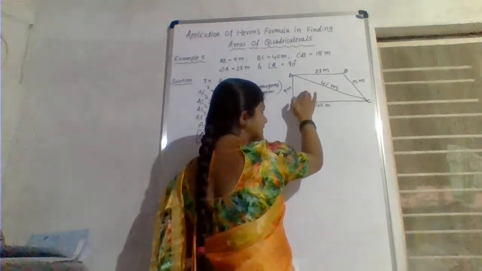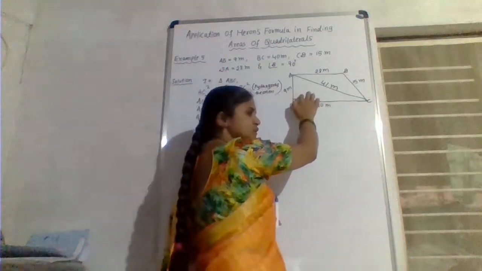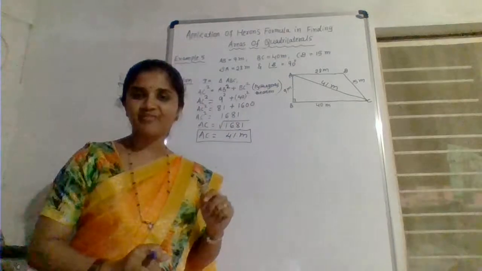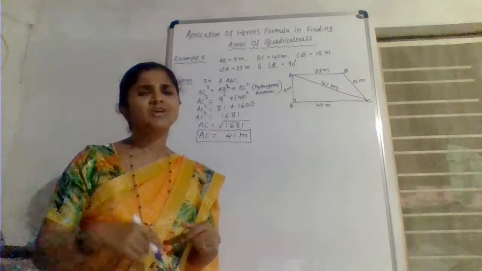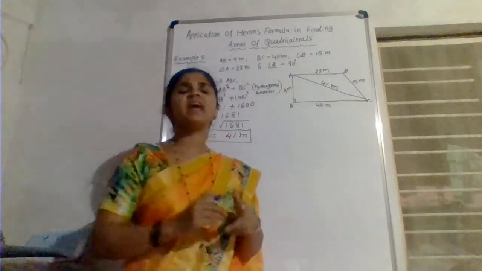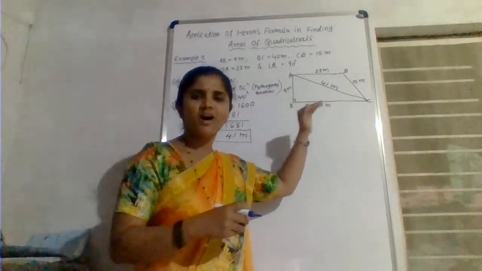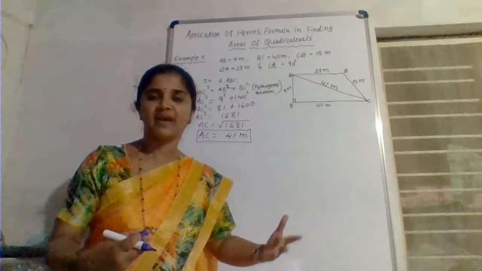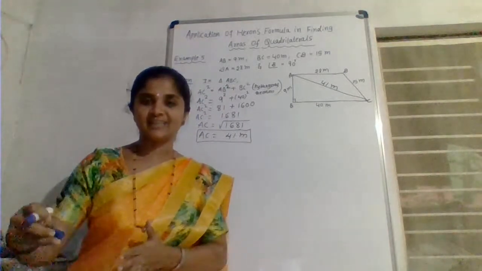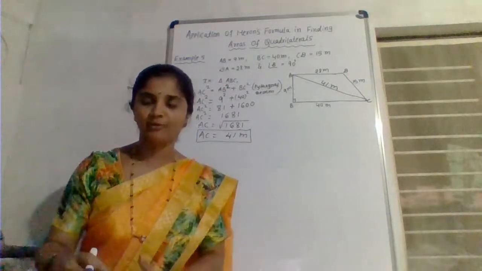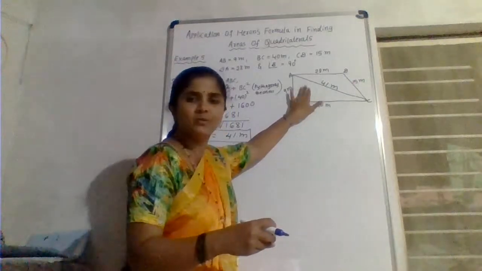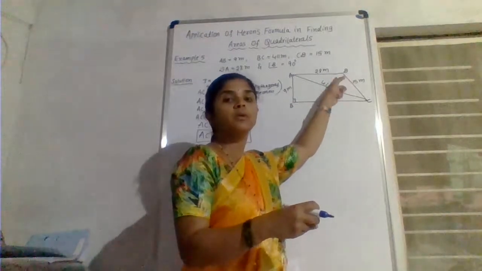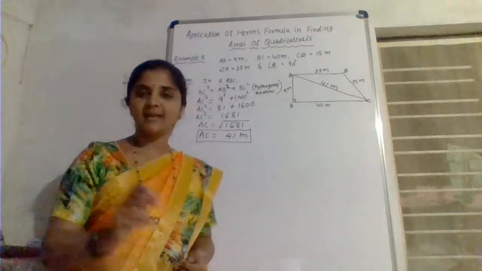For this triangle, you can use Heron's formula, and you can also use half into base into height. What they have asked is to find the area which was cleaned by the students. They have not restricted that you have to use only Heron's formula to find the area. So you can use half into base into height for this triangle. But for the other triangle you have to use Heron's formula only. Got the idea of this one, no?